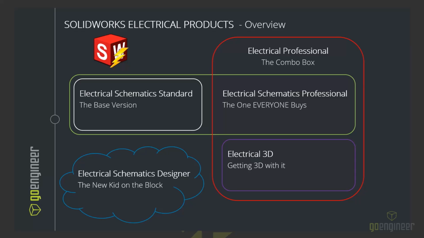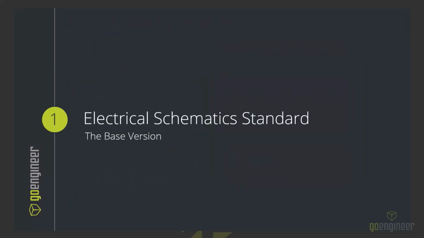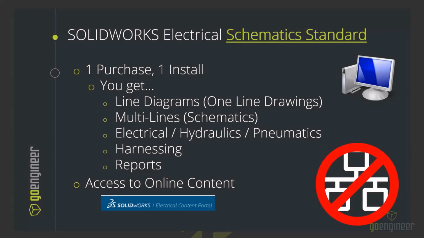But all right, so let's talk about Schematic Standard. This is the base version. Let's talk about its capability. I'm not going to show Schematic Standard, but I will show Schematics Professional, and we'll talk about the differences there. Okay. So Schematic Standard, the idea behind it is one purchase, one install. That's the easiest way to explain or describe it.